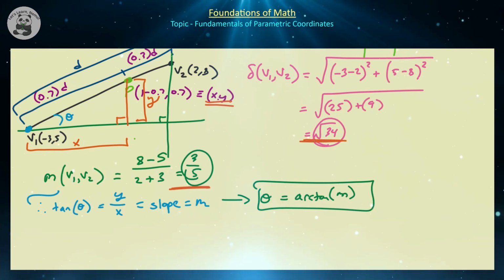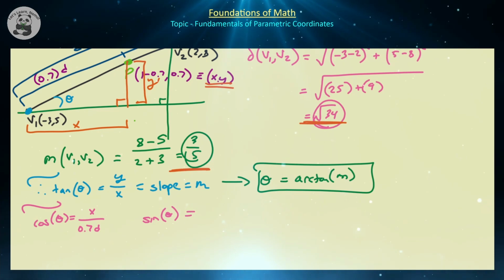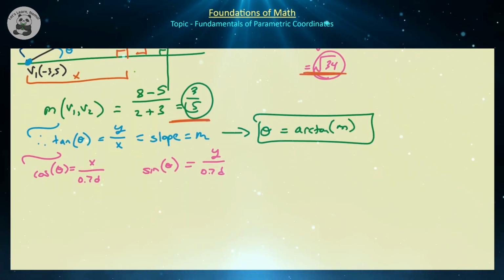All right, so once we have our theta, now we can use some other relations to find out what x is and what y is, because we also know, using right triangle trigonometry, that the cosine of theta is going to be equal to the adjacent value, which is x, all over the hypotenuse value, which in this case is going to be 0.7 times d. And we also know that the sine of that angle theta is going to be equal to opposite over that hypotenuse value, which is 0.7d. Right? So once we have those particular values, we can solve for x and y.